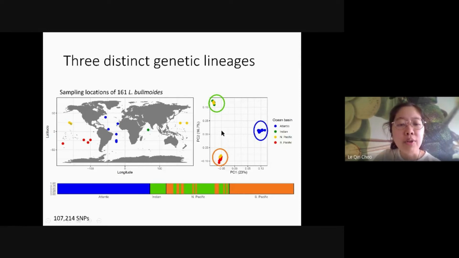This is also confirmed in the admixture plot, where 3 was the best number of ancestral populations. We can also see from both of these plots that there is no sign of recent admixture or hybridization because these clusters are pretty much distinct with no intermediates, and also the probability of assignment to an ancestral population is 100% for each individual. For the rest of the talk, I'll be mentioning these 3 lineages, such as the Atlantic in blue, Indo-Pacific in green, and Pacific in orange.